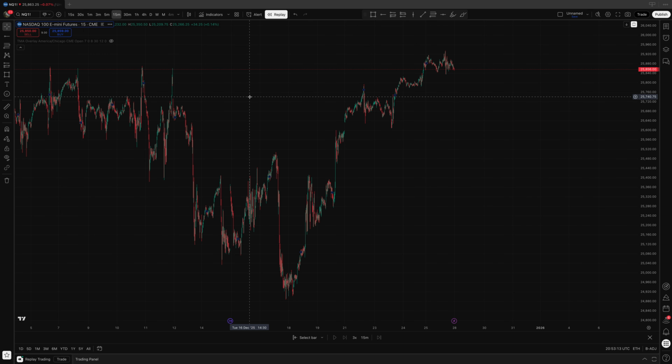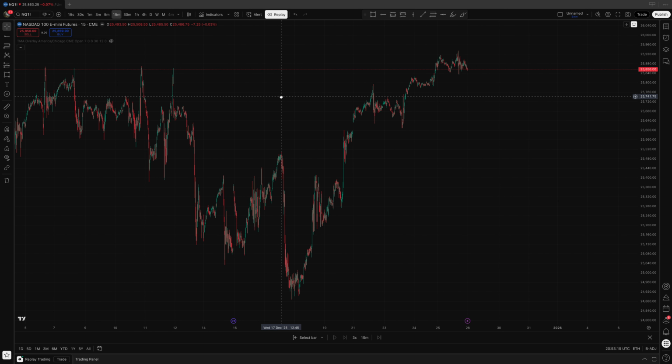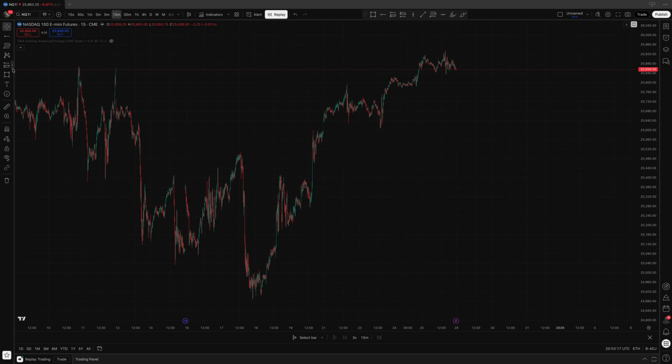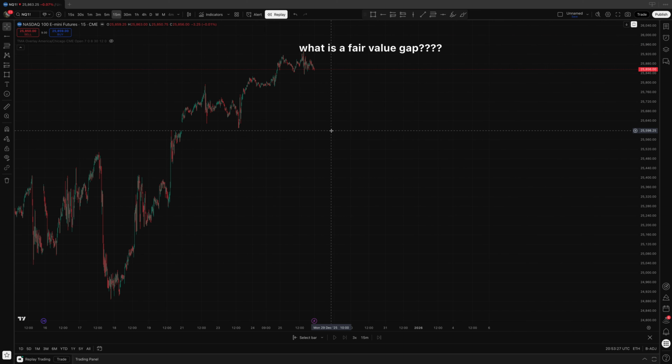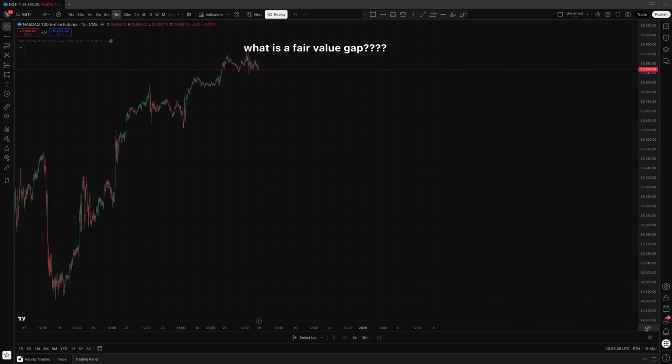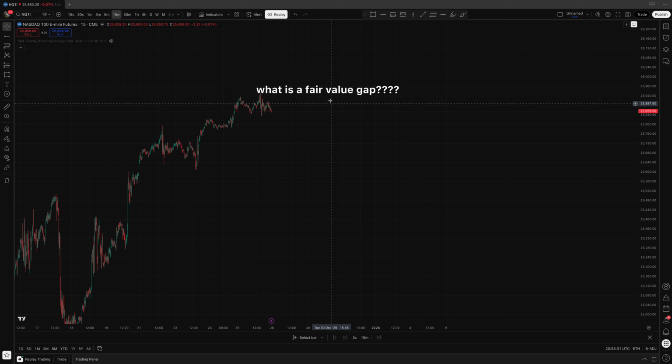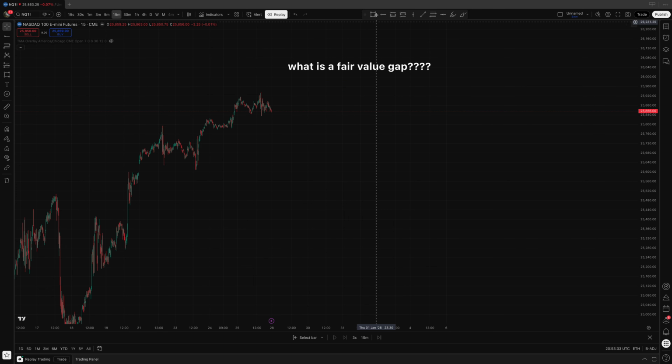What is a fair value gap? A fair value gap is a 3-candle move. So, what I mean by this is, oh shit, I don't want to ruin this.